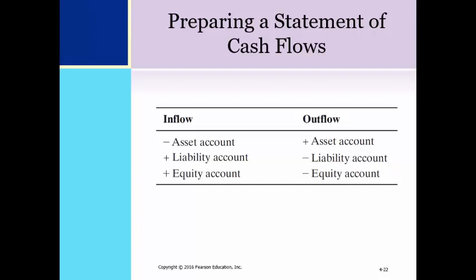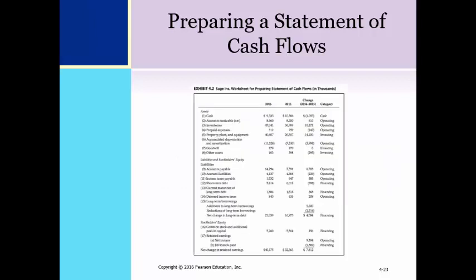Decreases in assets and increases in liabilities and equity accounts are inflows. Increases in assets and decreases in liabilities and equity accounts are outflows. This comparative balance sheet includes the changes, and we can see that most of the current assets and liabilities are associated with operating activities. The long-term assets and property, plant, and equipment are involved with investing activities, and the long-term liabilities and equity accounts are associated with financing activities.